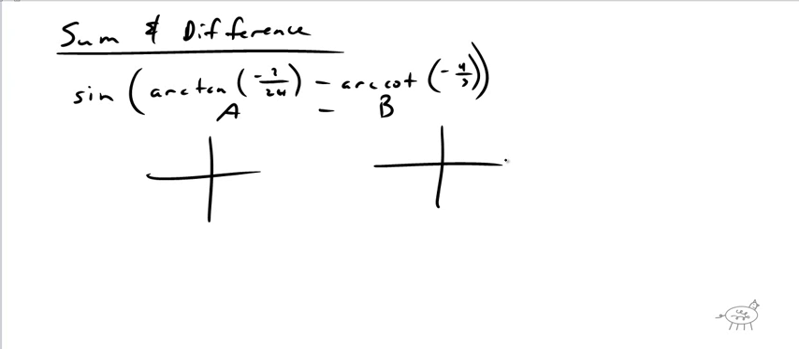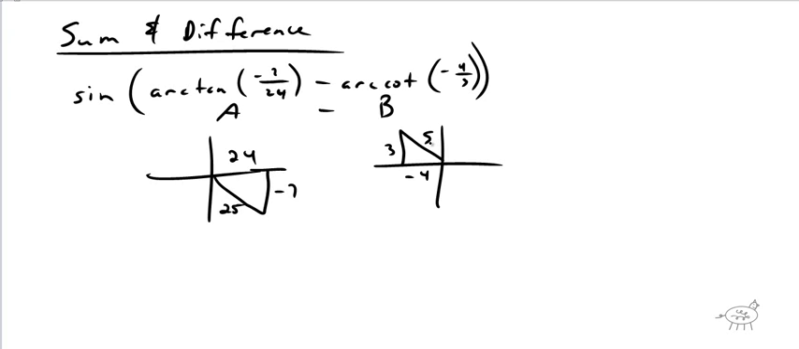So the first one, it's arctangent, and we know arctangent, when it's negative, is in this quadrant here. It's negative 7 over 24, so it's the x, y: negative 7, 24, it's a 7, 24, 25 triangle, and this is 25 for r. And then for B, our arc cotangent, we're going to draw it in this quadrant, and it's going to be the x, y, so negative 4/3, and this is a 3, 4, 5 triangle.